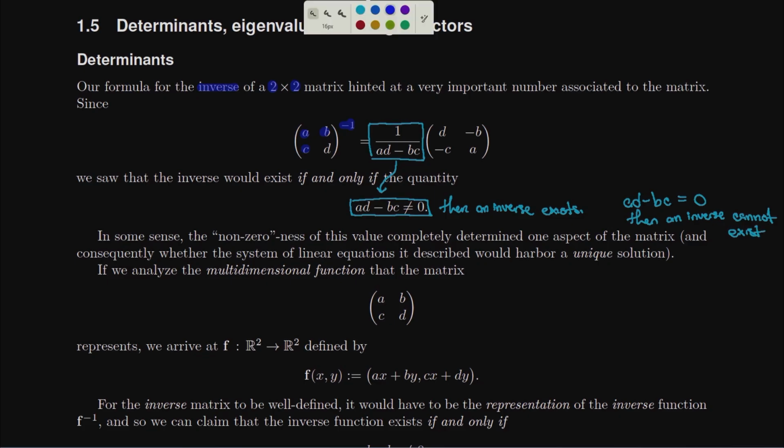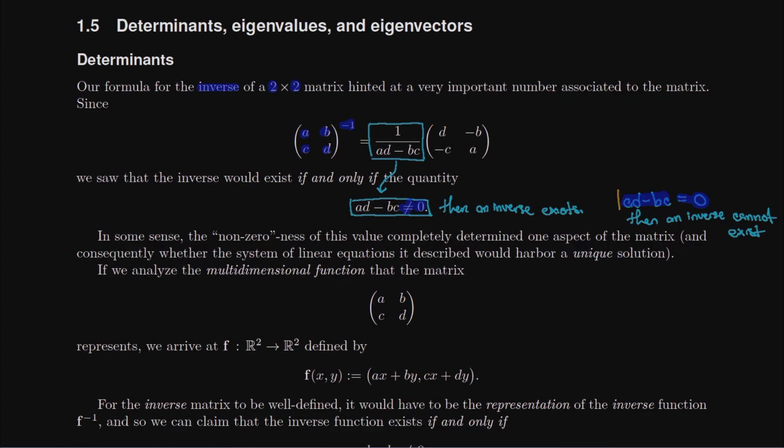Okay, so this quantity, AD minus BC, must be pretty special in terms of the 2 by 2 matrix, special in the sense that we care when it's not equal to 0 or when it is equal to 0, because that uniquely determines whether or not the inverse exists. There are going to be situations in which the inverse may not exist.